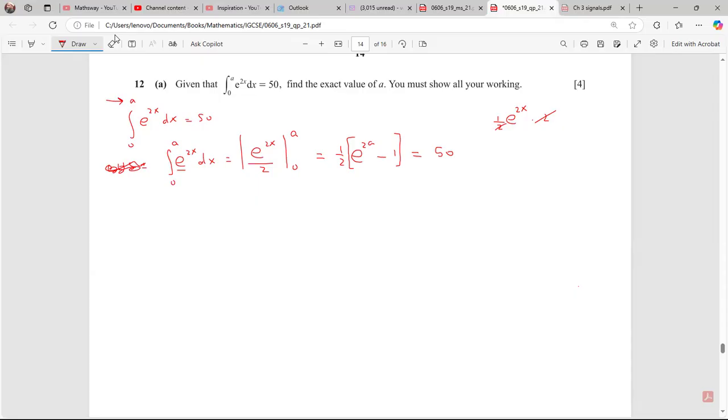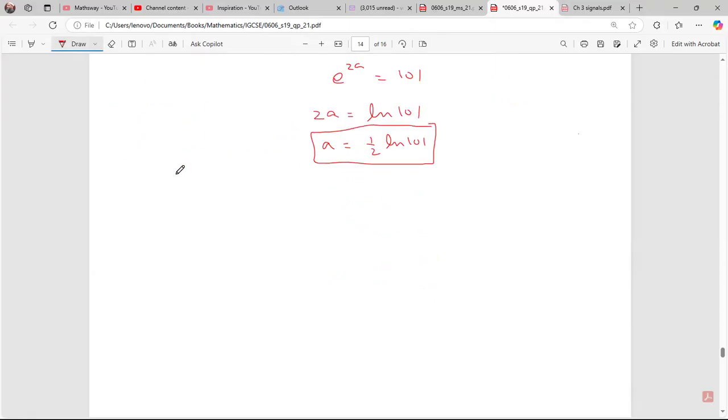Anyway, from here you can see that e to the power 2a minus 1 is equal to 2 times 50, which is 100, and e to the power 2a is equal to 100 plus 1, which is 101. If I take the natural log on both sides, 2a is equal to natural log of 101, and a is equal to 1 by 2 natural log of 101. So this is my final answer. I hope it's very easy, very clear to everybody.